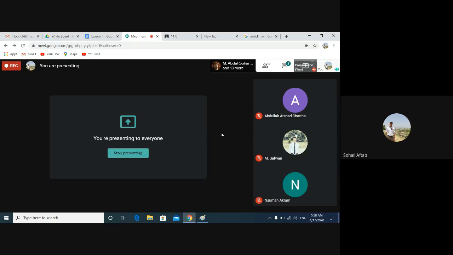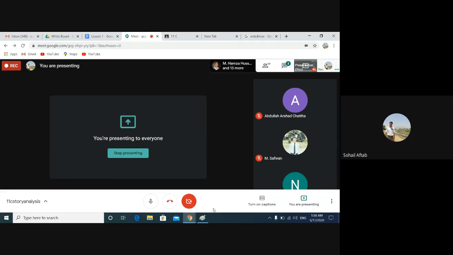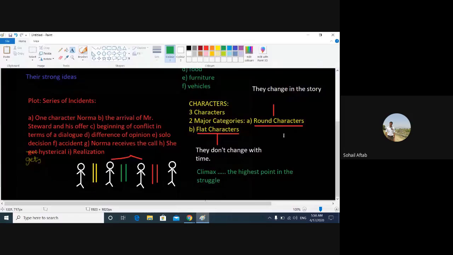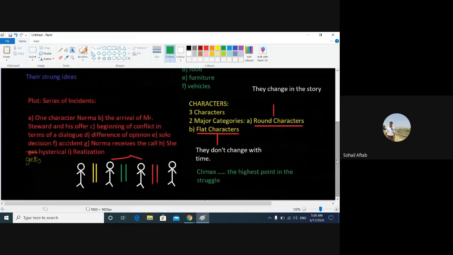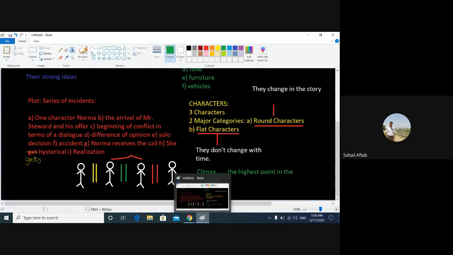Okay, let me tell you one thing, that the conflict was between two ideas. One idea was to push the button, and the other was not to push the button. That was the basic conflict. Arthur was of the view that they should not push the button. Norma was of the view that they should push the button. And finally, Norma says, for both of us, and pushes the button. In my viewpoint, that is the climax.